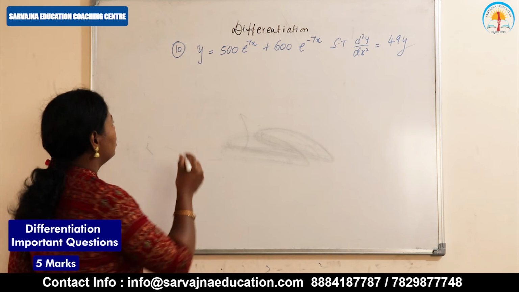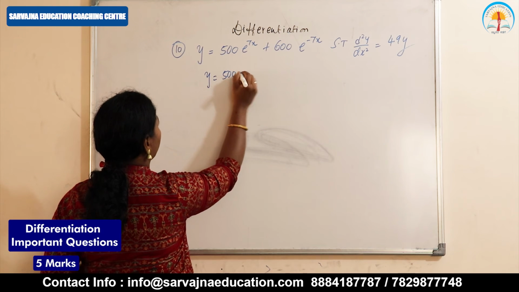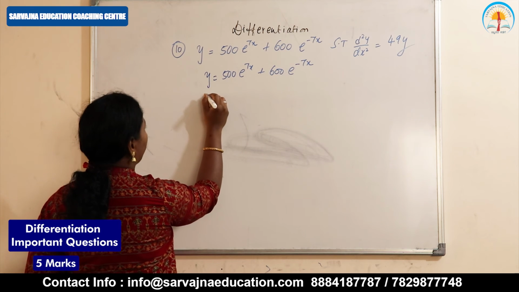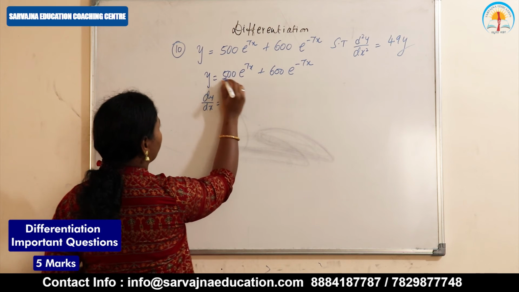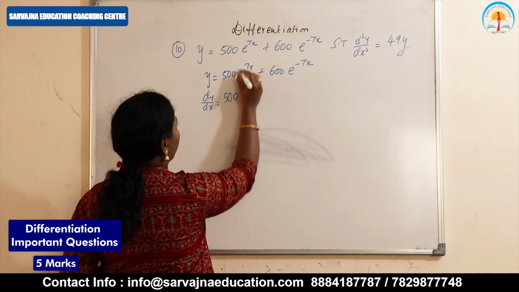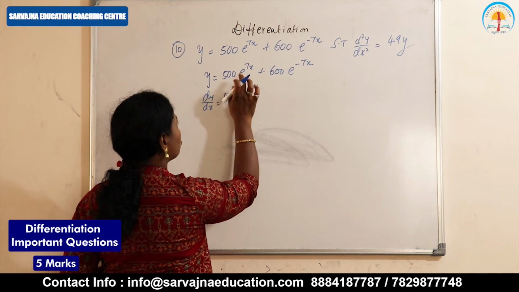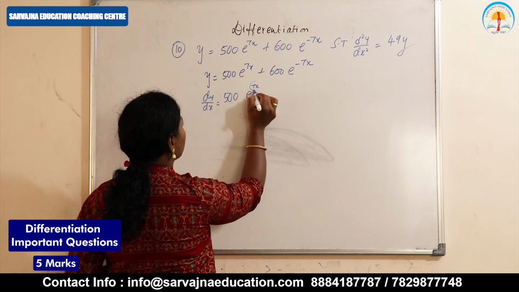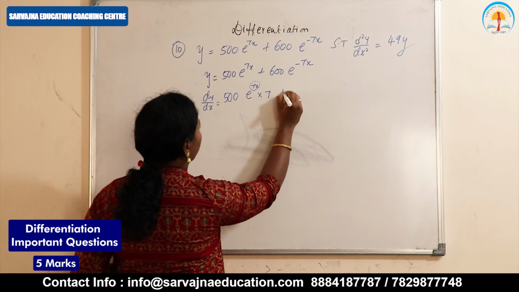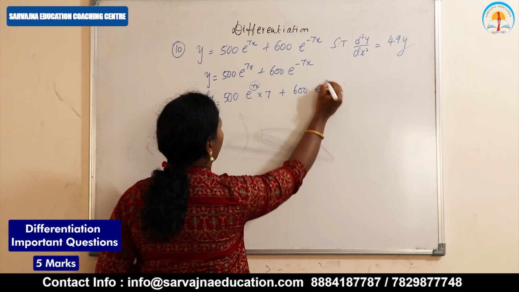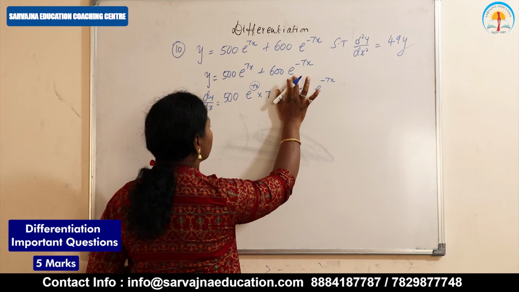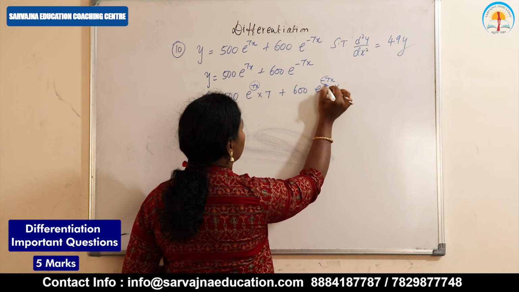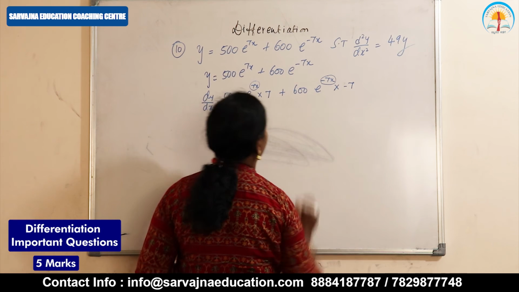So we'll solve. y is equal to 500 e to the power of 7x plus 600 e to the power of minus 7x. dy by dx is equal to 500, which is a constant, keep as it is, and e power 7x differentiation is e power 7x, because it looks like e power x, into, in the place of x 7x is there, so into 7, plus 600 into e to the power of minus 7x, because e power minus 7x looks like e power x, into, in the place of x there is minus 7x, differentiation of this is minus 7.